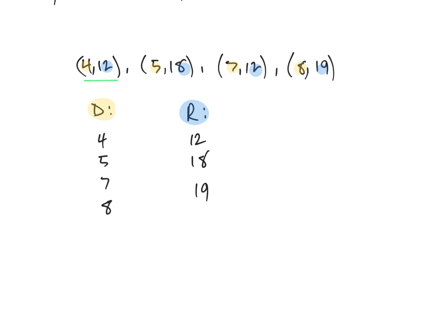So 4 is paired with 12, arrow from 4 to 12. 5 is paired with 18. Arrow from 5 to 18, 7 is paired with 12, arrow from 7 to 12, and 8 is paired with 19, looking like this. So the question is, is this a function? Well, the definition of a function says every input has exactly one output. If you look, each one of our inputs has exactly one output. It's okay that we have this situation here. You'll notice 2 arrows are going to the same output. That's fine. It's all about how many arrows are coming off of each input. So this one is a function.